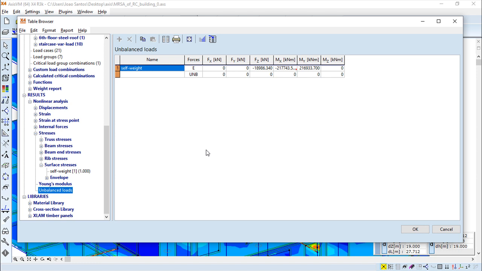So if there are non-zero unbalanced load components, this usually means that a part of the external loads are supported by constrained degrees of freedom and not the supports. So it is important to check for each load case what you have, because they will have influence in the results that you want to obtain.